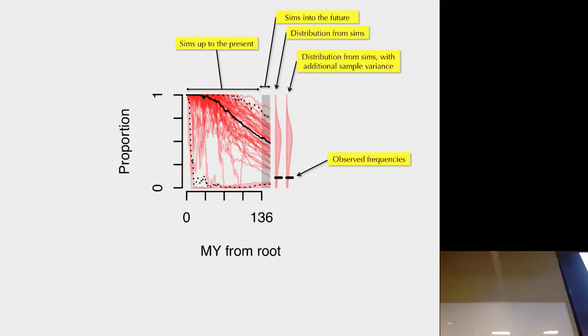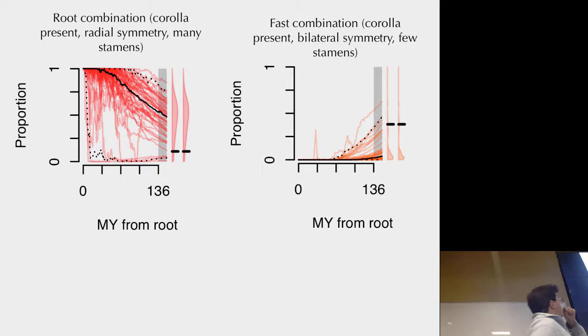So you are here, right? We go into the future a little bit. And so we ran this to see how these things are changing over time. And what we found was that the root combination, even though it has a lower diversification rate, takes a long time to disappear.